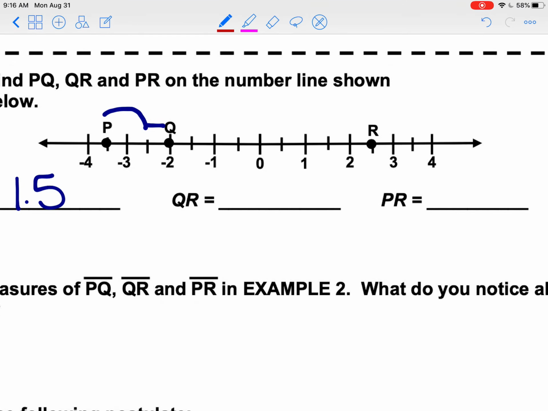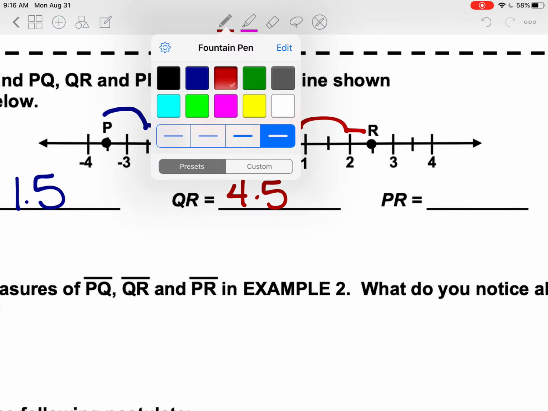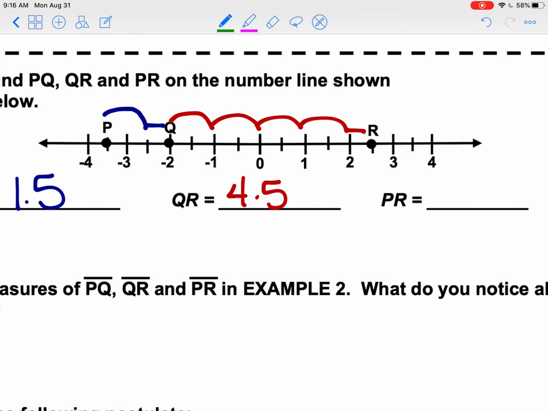Okay, now let's look Q to R. Q starts at a whole number, so we can count 1, 2, 3, 4, but R is halfway, and so there's a half. So 1, 2, 3, 4, and a half. Then we can look and go from P to R. So P is on a halfway mark, so we're going to count those halves. 1, 2, 3, 4, 5, 6.